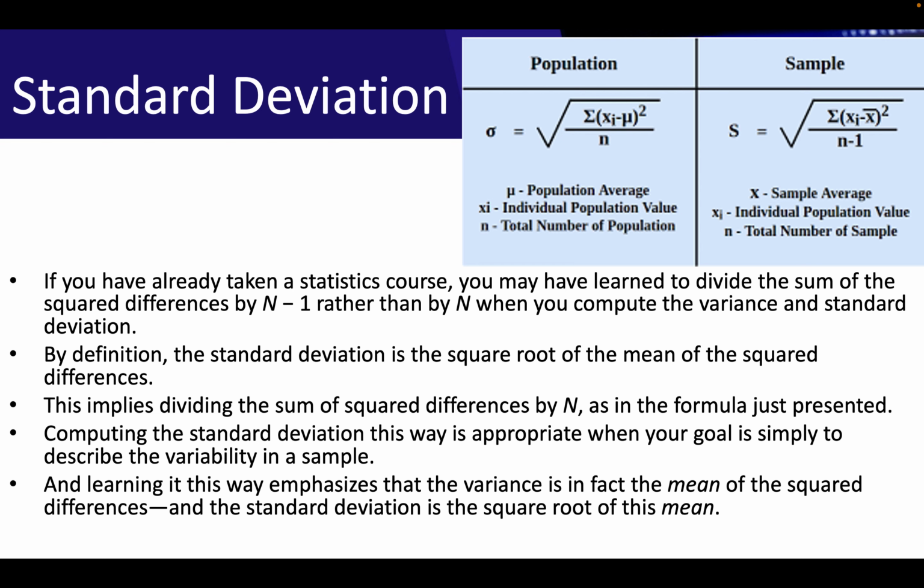If you've already taken a statistics course, which you were supposed to before you took this class, I let people in because the only statistics in this class really are the last 2 chapters, the descriptive statistics and the inferential statistics. So I figured most people can figure this out. Maybe I can explain it so it makes sense. If you've already taken a statistics course, you may have learned to divide the sum of squared differences by n minus 1 rather than by n when you compute the variance and standard deviation.